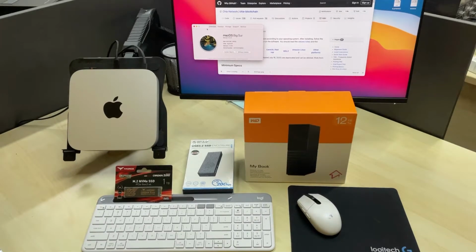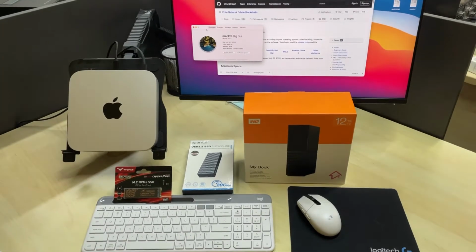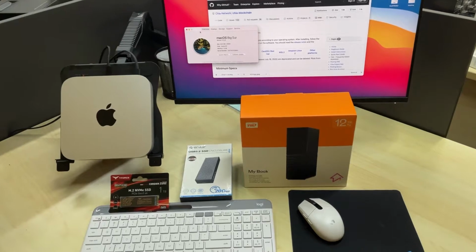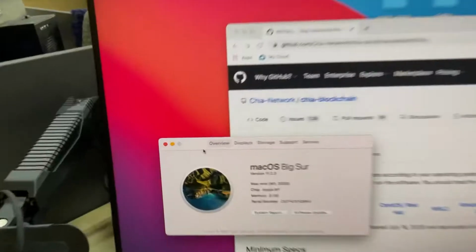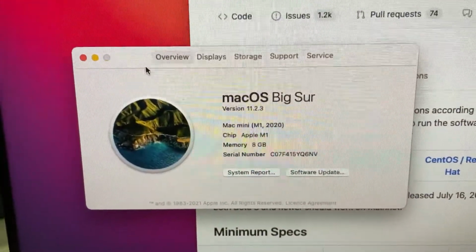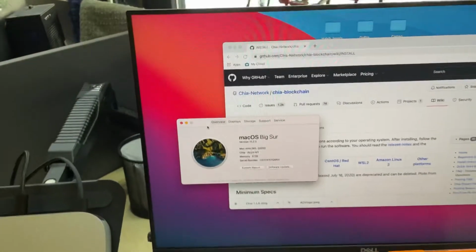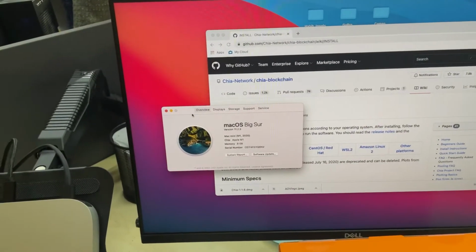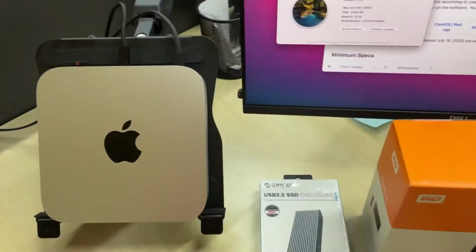Hello guys, today I would like to share a Chia plotting setup for a Mac Mini or MacBook. It's quite similar. Here is my Mac Mini M1 with 8 gigs of RAM, although I highly recommend 16 gigs of RAM because it can do twice the plotting work.